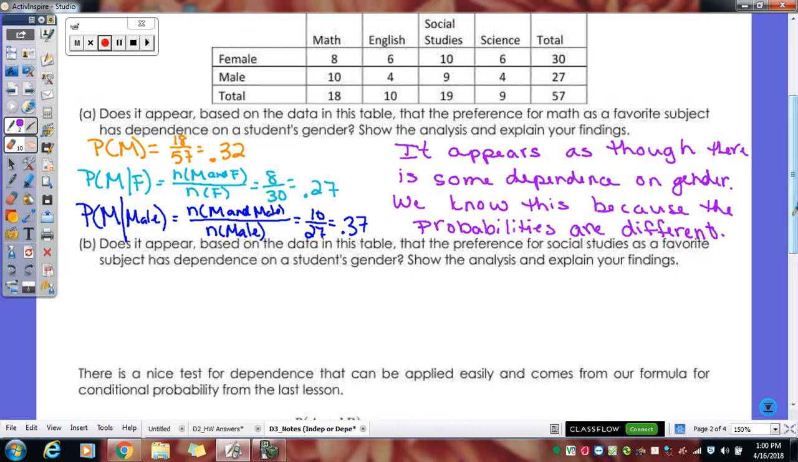All right, B, does it appear based on the data in this table that the preference for social studies as a favorite subject has dependence on a student's gender? Show the analysis and explain your findings. So, again, let's just start. Probability that somebody picked social studies. 19 out of 57. So as a decimal, so we'll go 0.33.